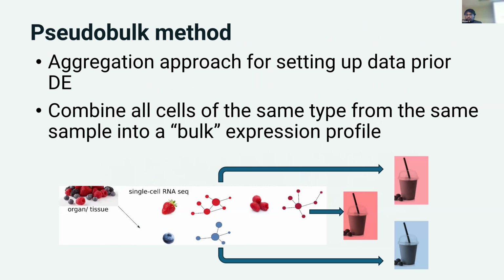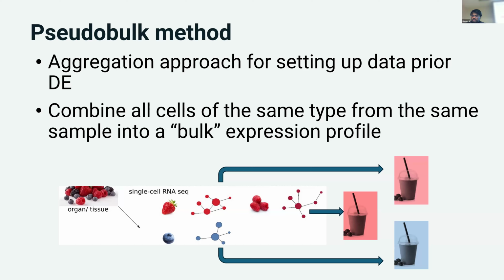Now, I'll be going more into this approach. It's known as pseudobulk. Pseudobulk is an aggregation approach to setting up the data before you perform differential expression. It's basically where you combine all of these cells of the same type from the same sample into one expression profile. You're almost recreating a mini bulk sample per cell type per donor. So you're deliberately collapsing your single cell data back into something that looks like bulk RNA-seq data, where you have one expression profile per sample per cell type, and then you can use bulk statistical methods.